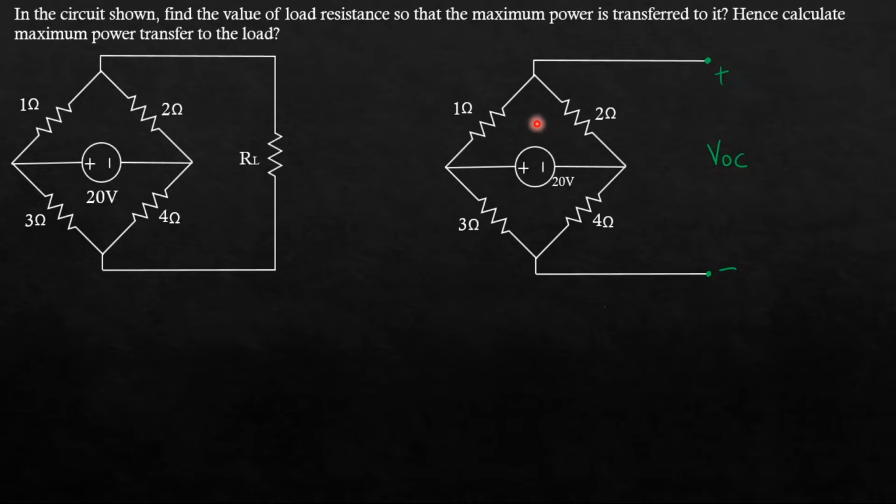And now we are required to find out the open circuit voltage across this load terminal. For that, let us do the mesh analysis. This is our mesh 1 and this is our mesh 2. And this is our mesh current I1, which is flowing in the clockwise direction, let us assume. And let us assume mesh current I2 is anti-clockwise.